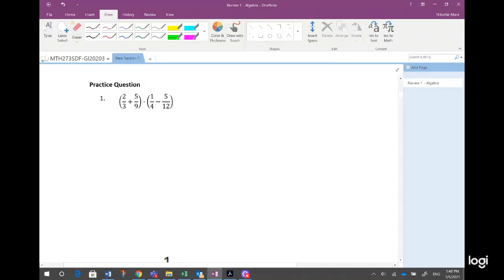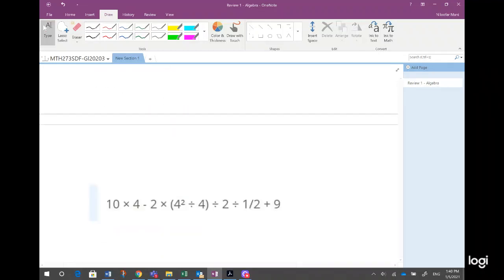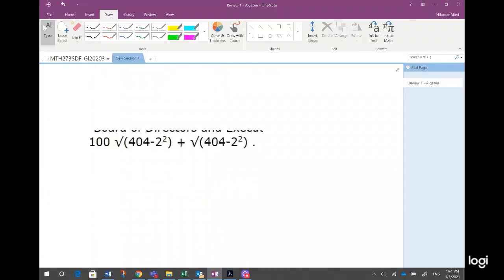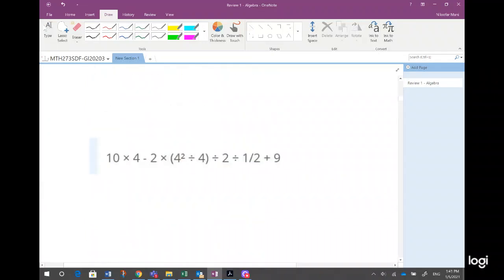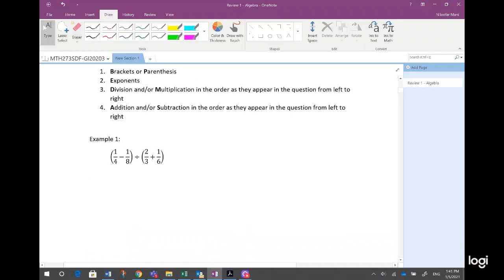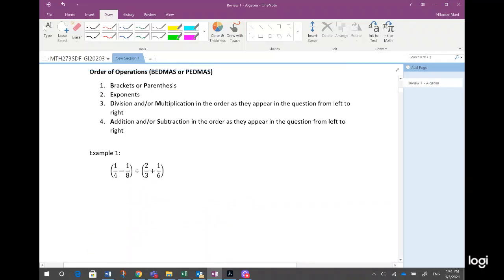BEDMAS, and just what to do with BEDMAS, is good practice. So let's talk about that. BEDMAS. When I have several operations, addition, subtraction, exponents, I can just do the question, but maybe I get the wrong answer. So I have to follow BEDMAS.